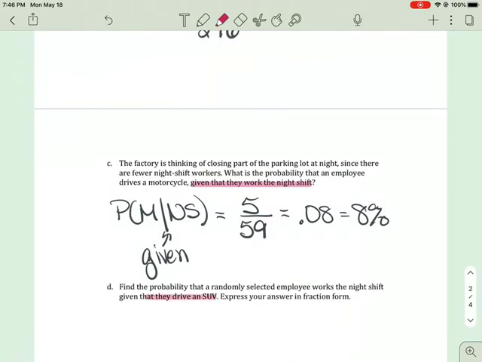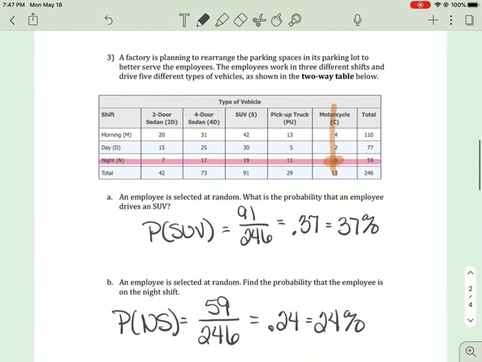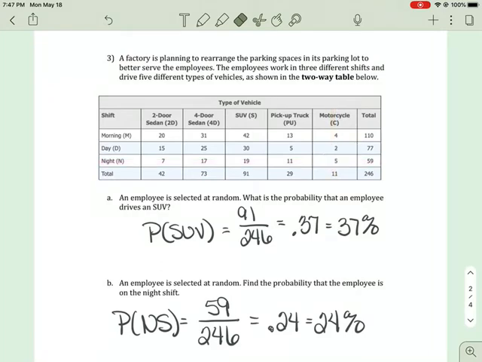Drive an SUV, which means that I'm only interested in SUVs. So let's write our night shift given SUV. Okay, so I'm only going to look at the row or the column that's SUV. So let's find that. Let's find SUV. Here it is. So I'm only interested in them, which means my denominator is going to be 91.